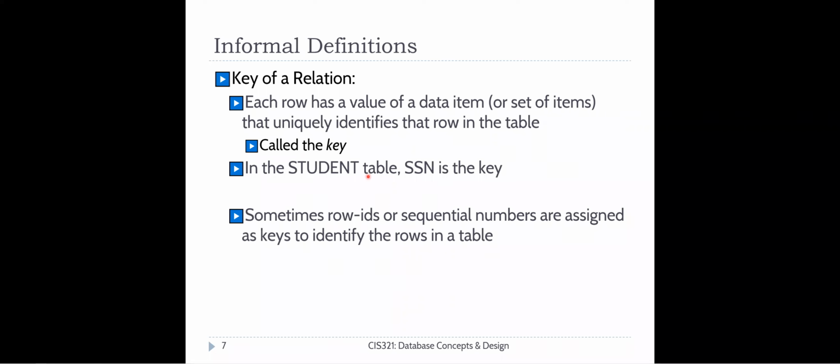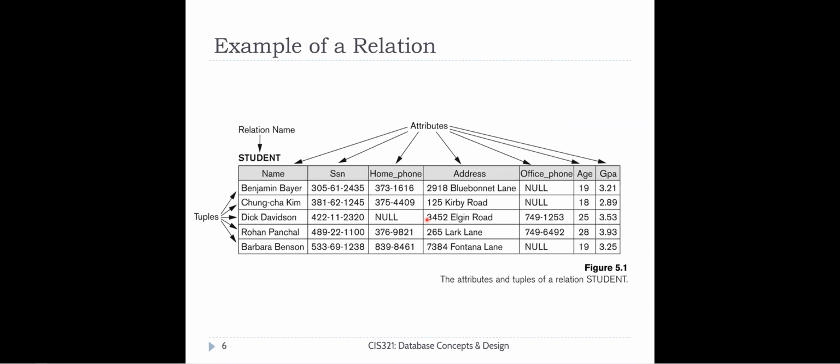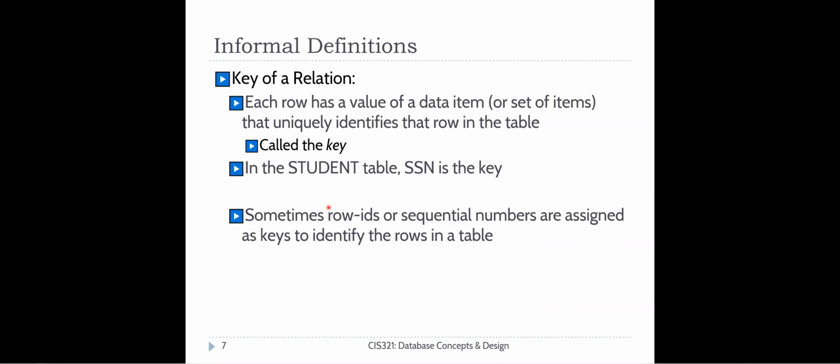In the student table, SSN is the key. So here's the social number. It's the key for every student. And you can see it's unique. It's not identical to any of them. Okay. Sometimes row IDs or sequential numbers are assigned as a key to identify the rows in a table.